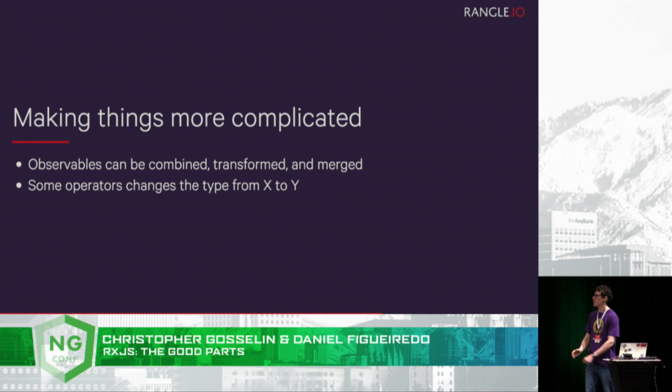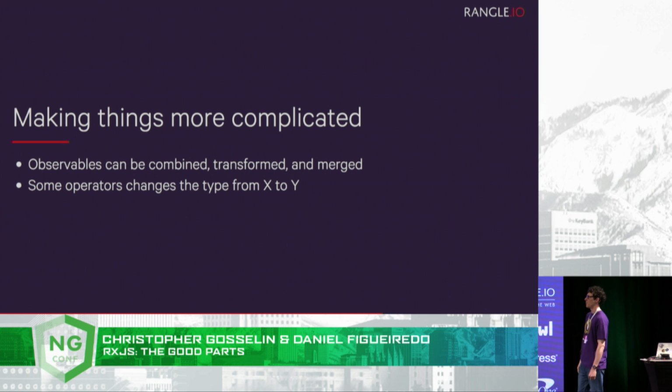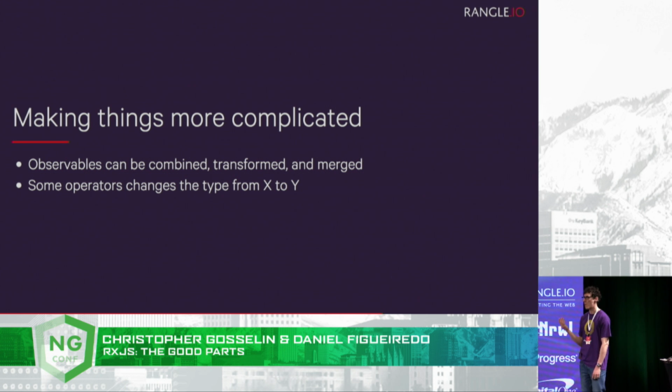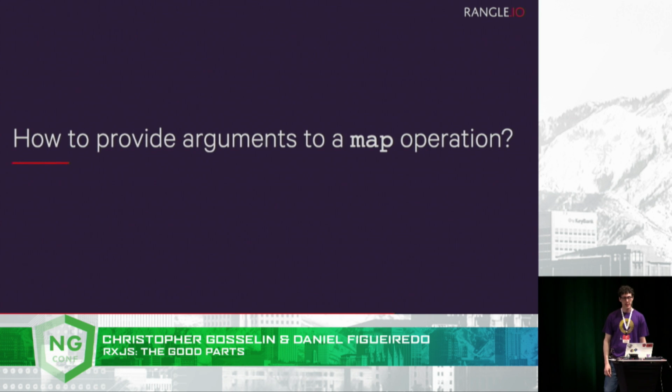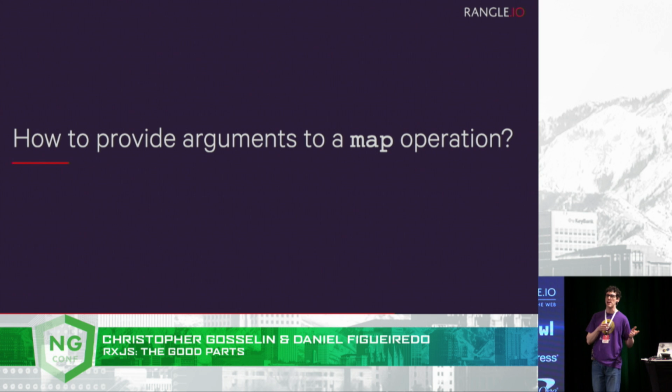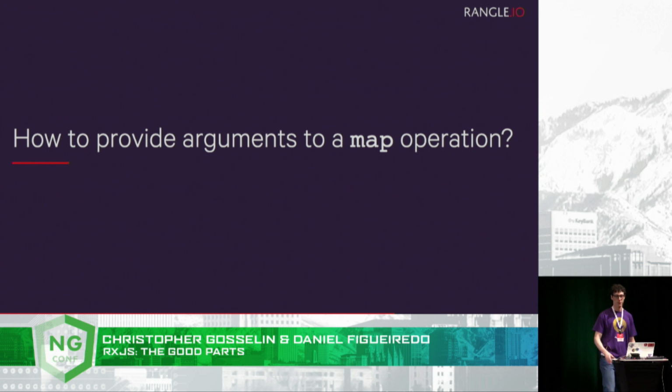Okay, so let's get a little bit more complicated. We know that observables, like Chris mentioned, have a bunch of operators. We can merge observables, we can map, combine. So how does that work with the generic arguments and the types? Let's get an example. So let's say that we want to map our observable from a specific type X to a type Y.